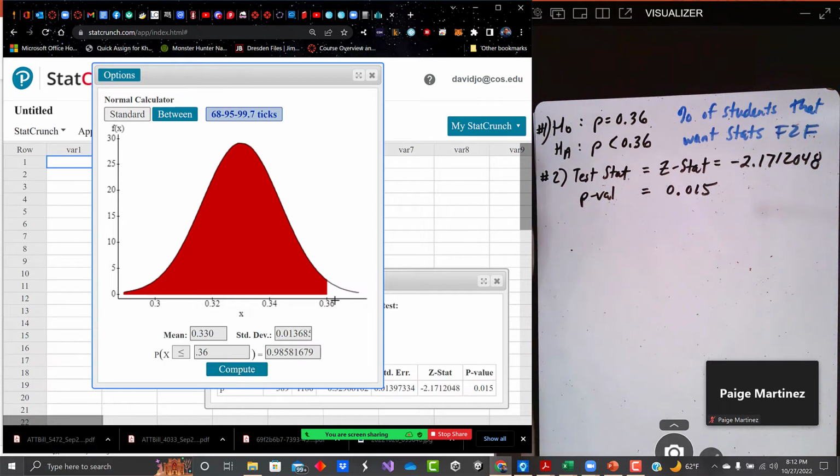Notice 0.4 isn't even on here. Like if I put 0.4, it's off the chart. Let's go back to 0.36 though. See that 0.959858?